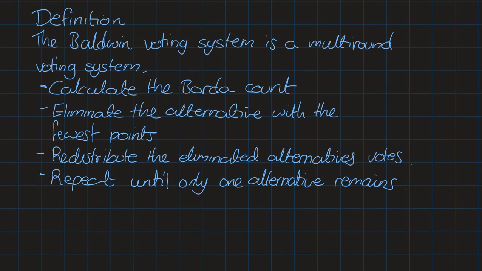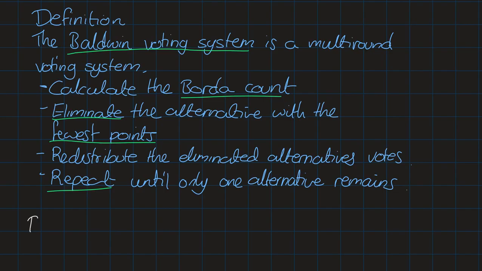The definition says the Baldwin voting system is a multi-round voting system, and what you do is as follows. In the first round, you calculate the Borda count. That's the point count that we spoke about in the previous video, where you assign points based on how the voters ranked the alternatives. So the first thing you do in the Baldwin voting system is calculate the Borda count, and then you eliminate the alternative with the fewest points. Then you redistribute that eliminated alternative's votes and you just repeat until there's only one alternative left.